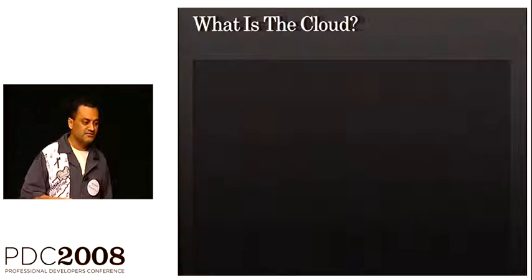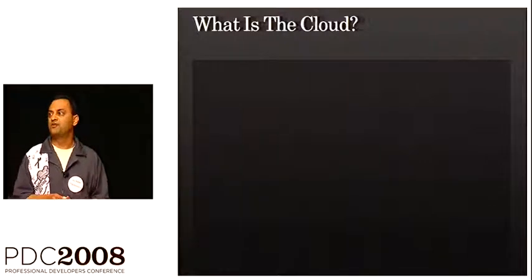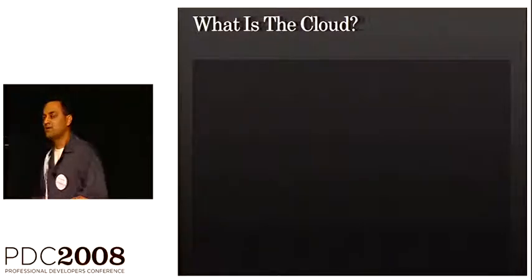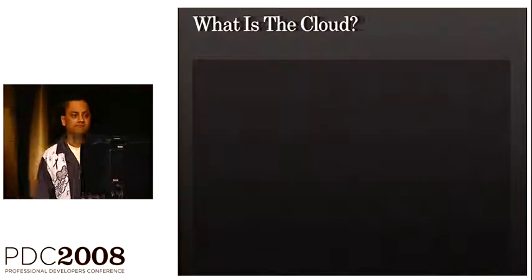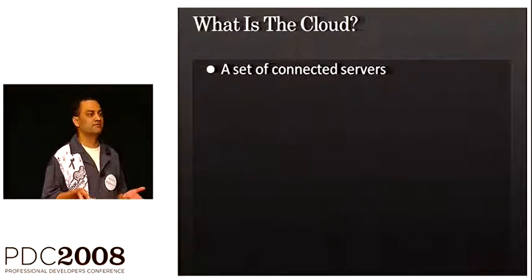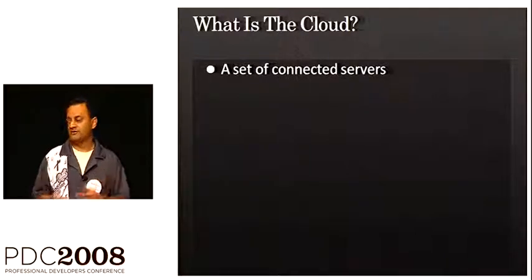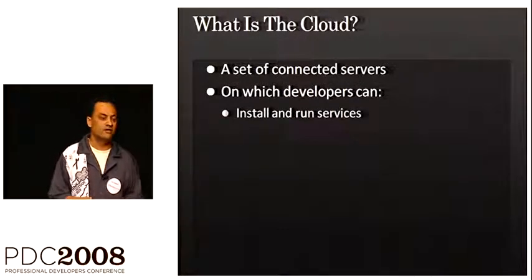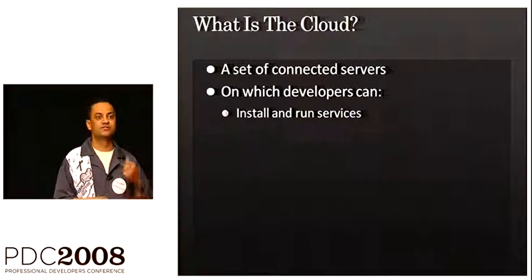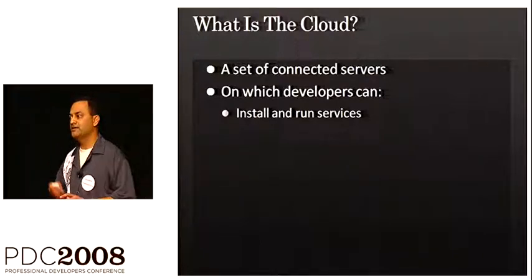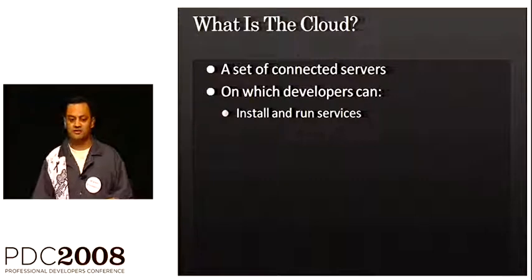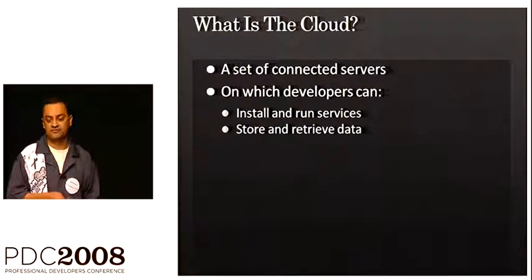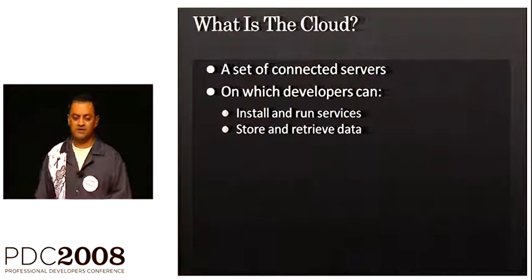So I talked about an operating system for the cloud. I figured the first thing I should probably do is make a pretty clear statement of what we mean by the cloud. So it's really a set of connected servers with routers, etc. And what do you do with this? You can do two things as developers. Number one, you can write services, you can install them, which is an important aspect, and then you can actually run them. That's one aspect. And then the second thing you can do is you can store and retrieve data from this set of connected servers. So that's what we mean by the cloud.